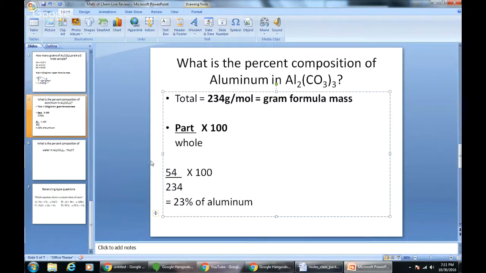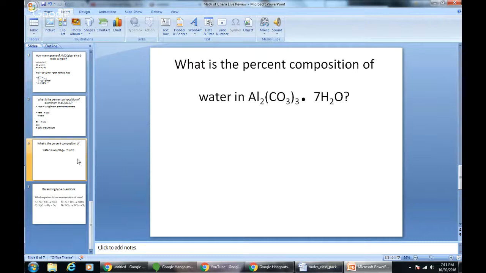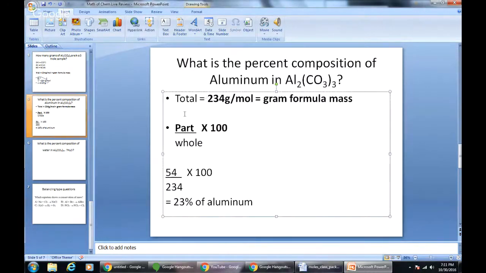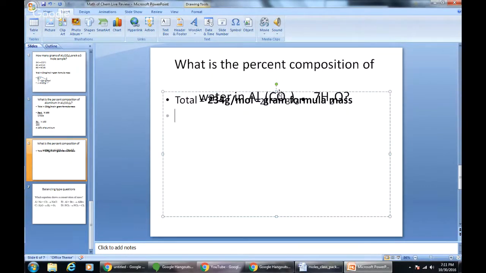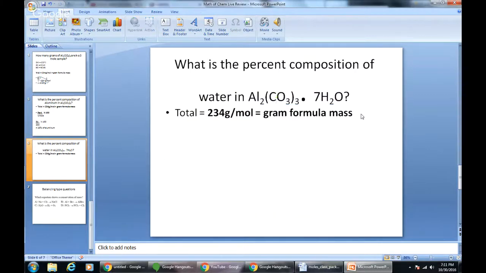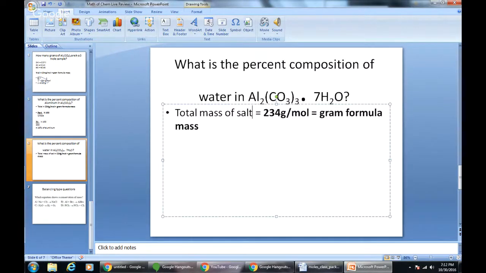What if aluminum carbonate was a hydrate? If it's a hydrate, you have water added to your salt already. I don't even know if this one exists. It doesn't matter. I need a text box. I'm going to hold on to this mass again. The mass of aluminum carbonate we know to be 234. Now we have the addition of water. So the total mass of salt. Now the hydrate part.